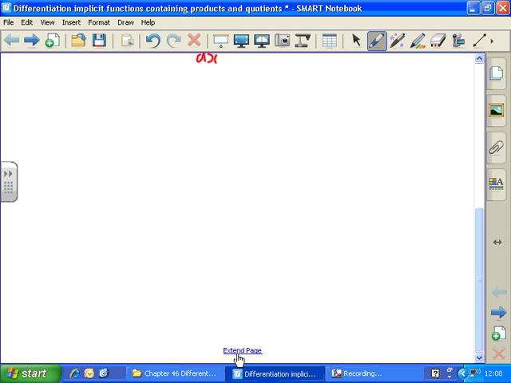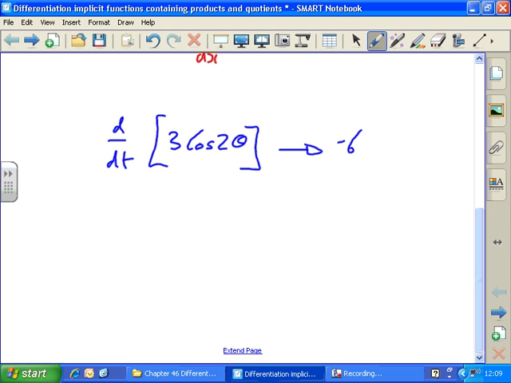What about this one? Differentiate with respect to t the function 3 cos 2 theta. Write down the answer. What do you think it is? Pause. Now, what do we do? We differentiate the function. Cos becomes minus sine. The 2 comes out. So that's minus 6 sine 2 theta, but multiplied by the differential of theta with respect to t.